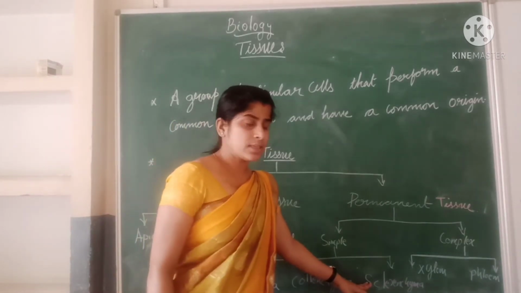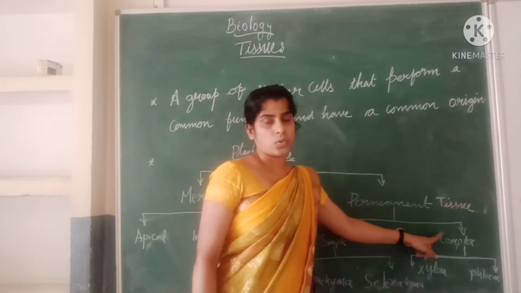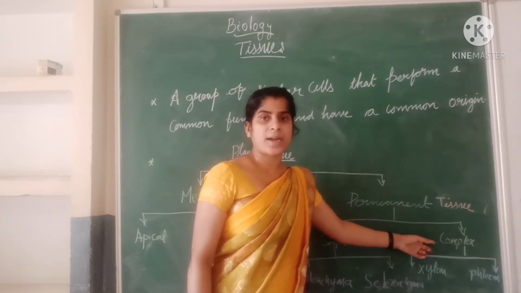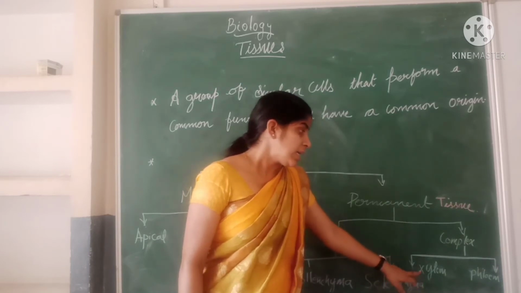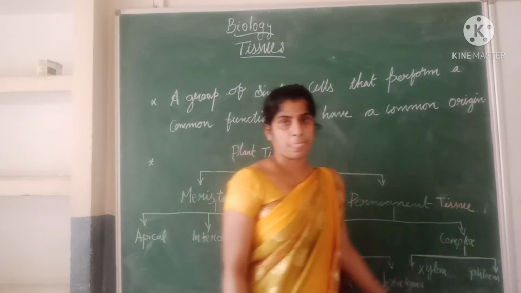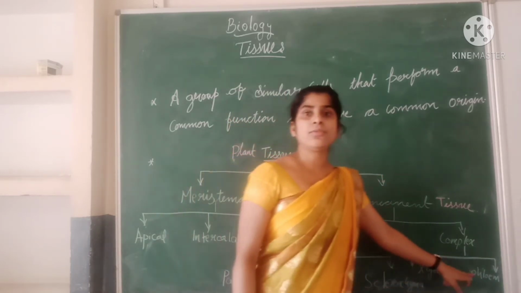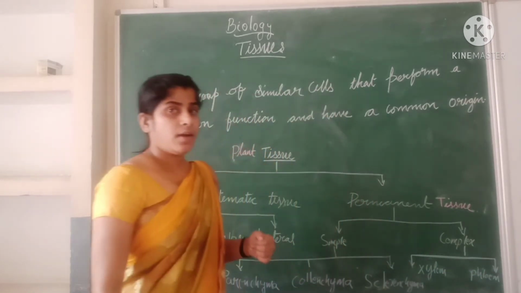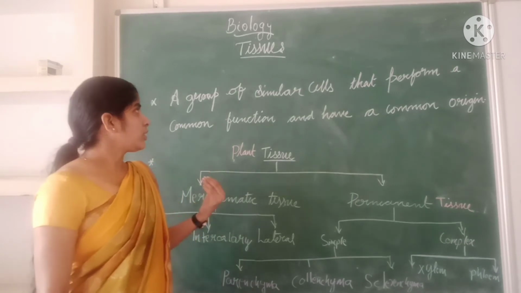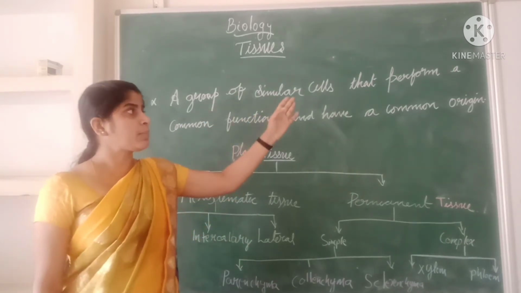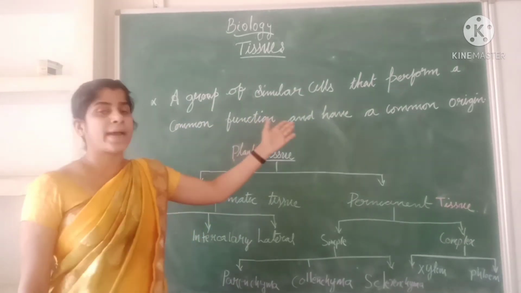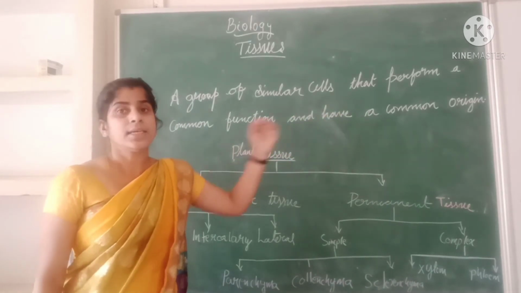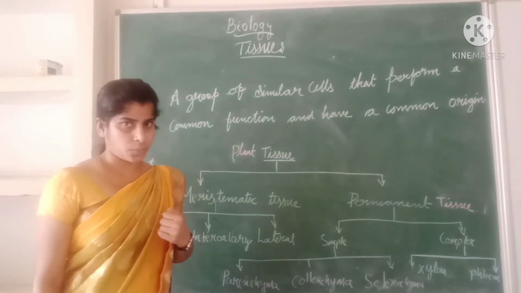And next is complex tissue. Complex tissue is divided into two forms: xylem and phloem. Clear? Once again, what is tissue? A tissue is a group of similar cells that perform a common function and have a common origin, known as what? Tissue.